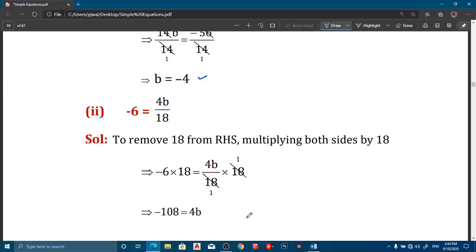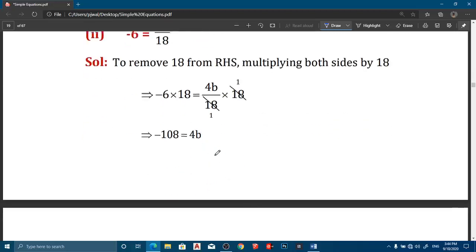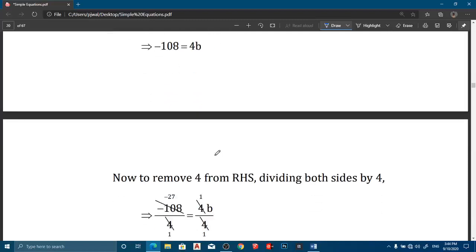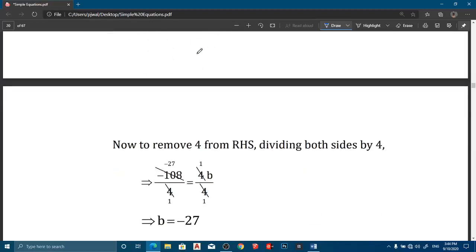So now to remove the 4 here, you have to divide both sides again by 4. So now you can write minus 108 by 4 is equal to 4b by 4. So 4 and 4 get cancelled here. Here minus 27 times it will be divided. 4 2s are 8. You will get 2 as the remainder, 28. 4 7s are 28. It is minus 27. So therefore b is equal to minus 27 is the answer.